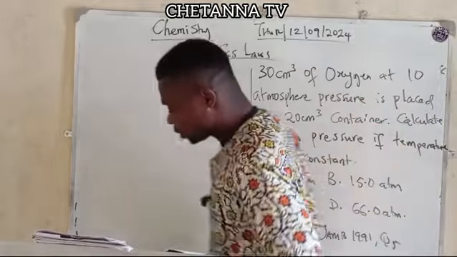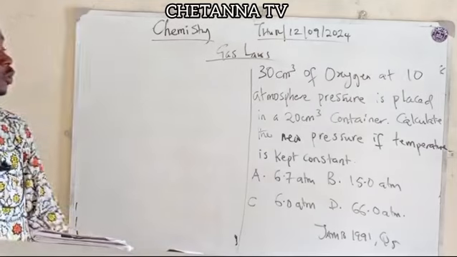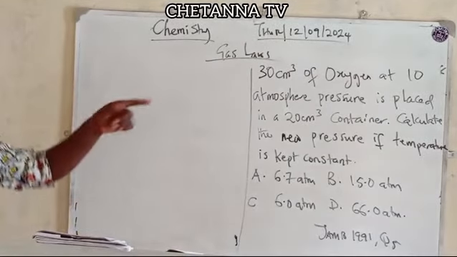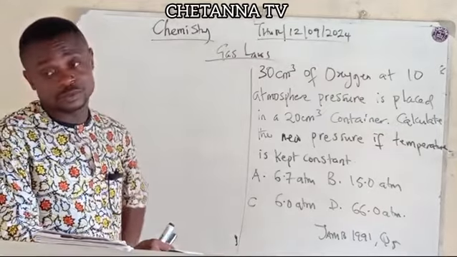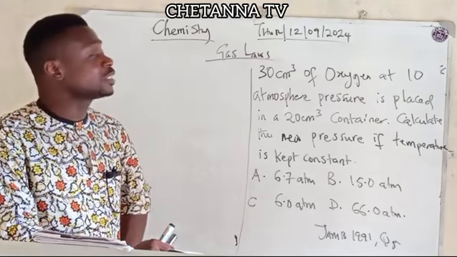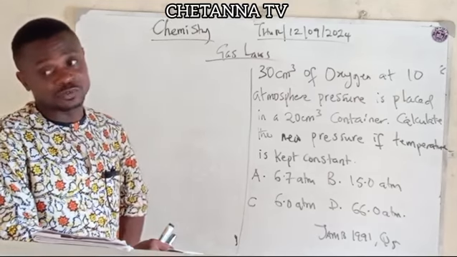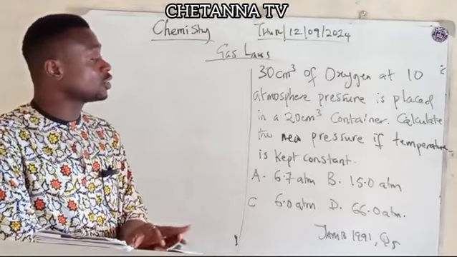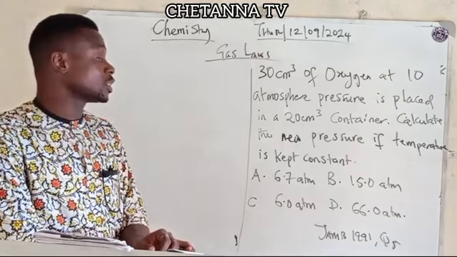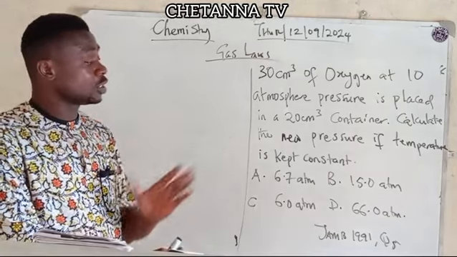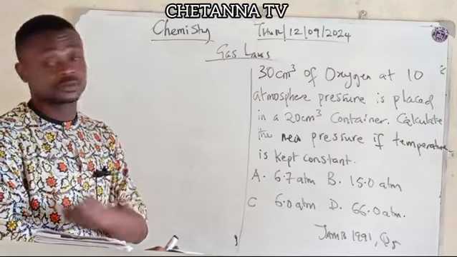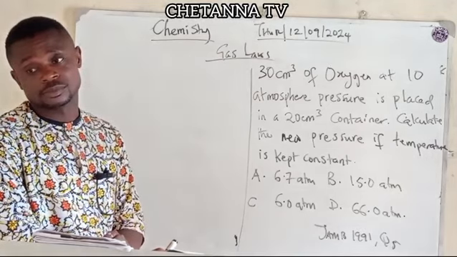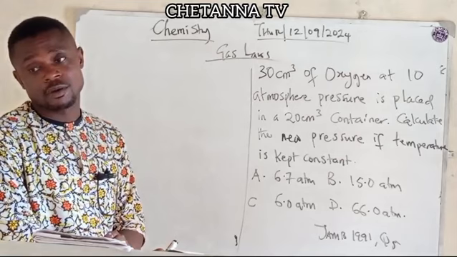First of all, to solve this question, you should first understand the question. Then know the law that you should use and why you should use that law. These are things you must find out. First is to understand the question. Second is to know the law to use and why you should use it. So what law do you think we can use? Why do you say so? Because the temperature is constant.